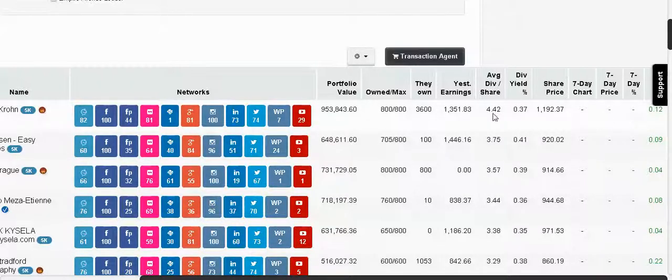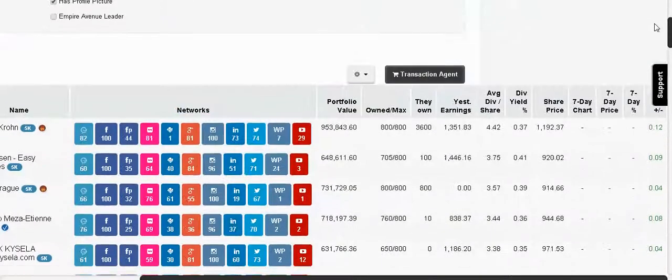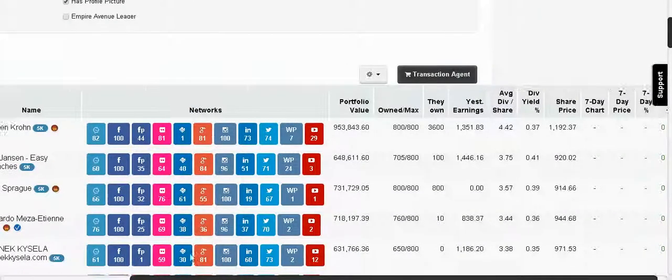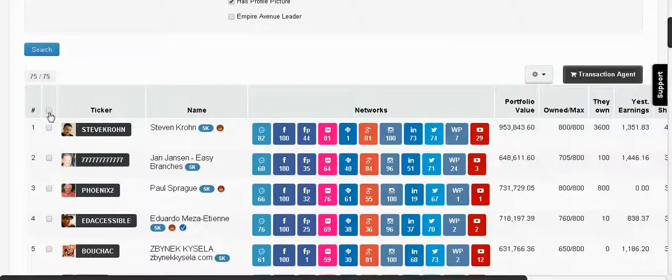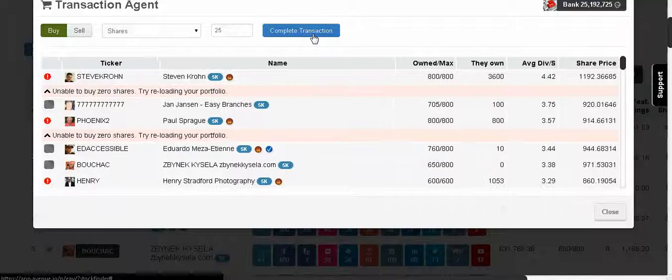Basically, since we don't have this information, we just need to sort a little bit better. So you want to buy higher cost stocks and get ones with higher dividends, just so that you're hedging your bets. So I'm going to go ahead and buy 25 of these folks as well.